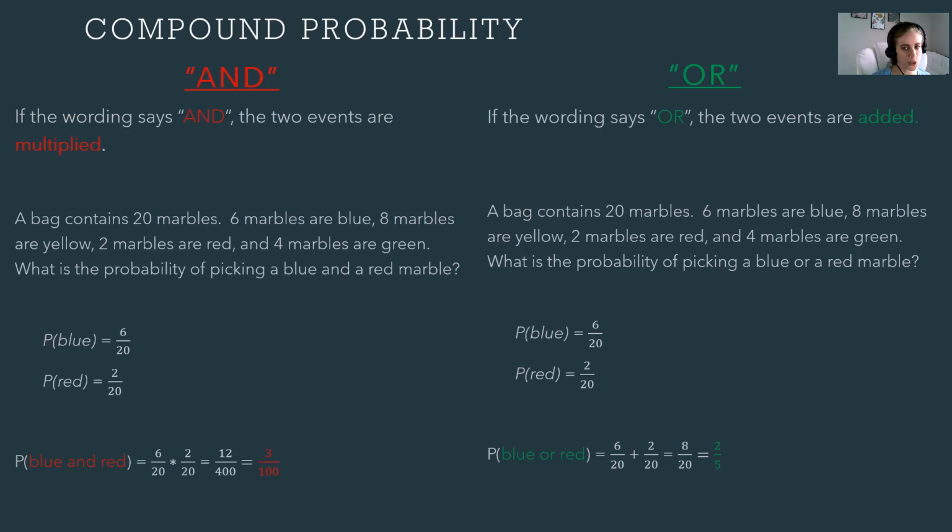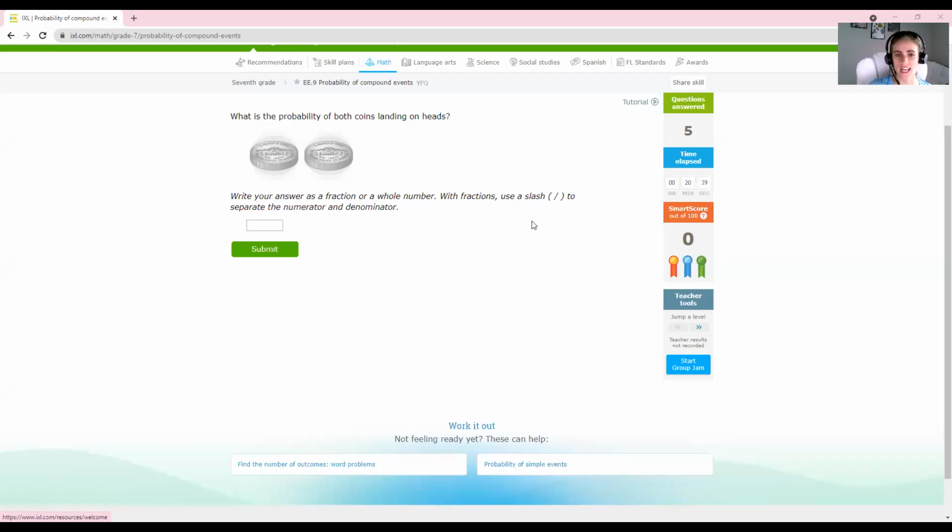All right, that was a super quick explanation. Let's hop on over to IXL so we can actually get some practice in. All right, here we are. Let's get started. So first question, what is the probability of both coins landing on heads?